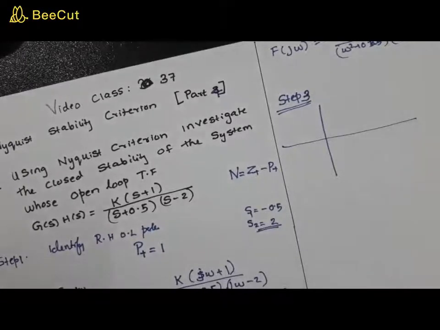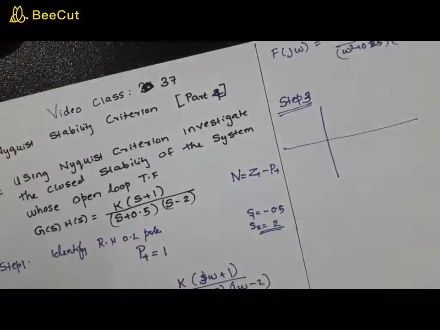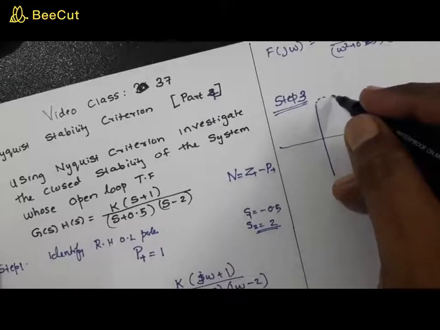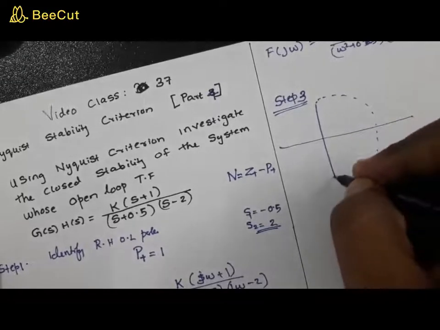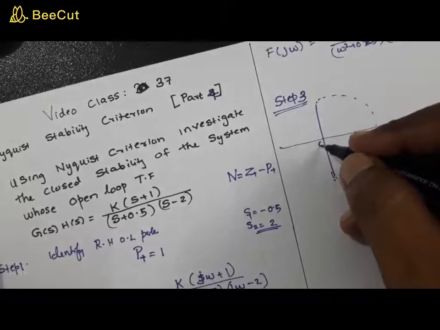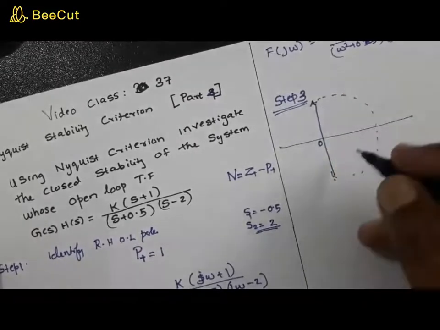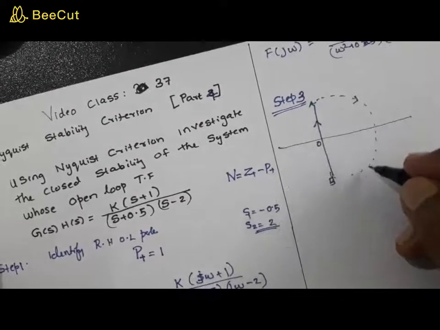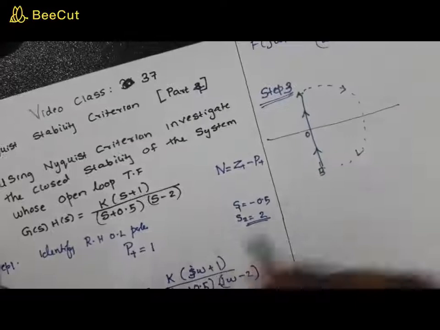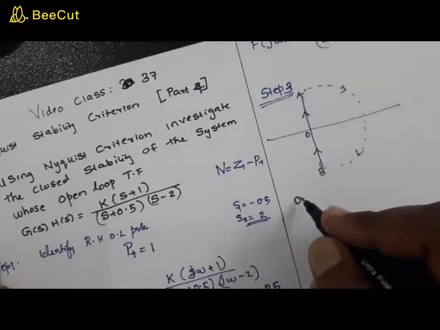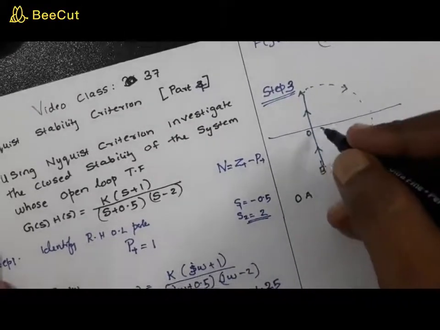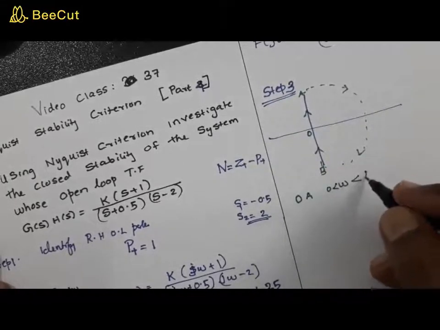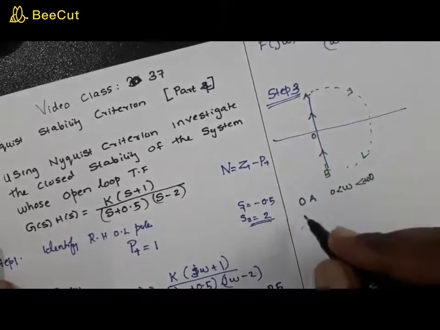Since it is a type 0 system, you don't have to exclude any points. That means you need to consider the whole of the right half of the S-plane, right? So if you do that, you can segmentize it as OAB in the direction shown. So the segments are, one is OA, which means omega varies from 0 to plus infinity, right?